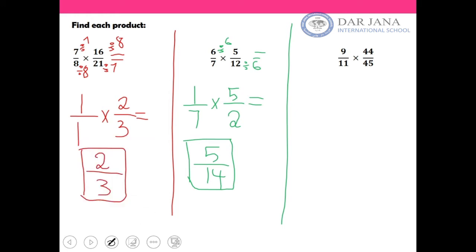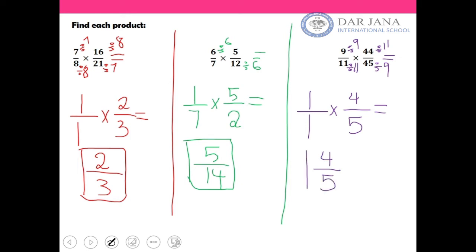Now, 9 over 11 times 44 over 45. Of course, now we are much better with simplification, so I can simplify by 11 obviously here, and I can simplify by 9. Now 9 divided by 9, it's 1. 11 divided by 11, it's 1, times 44 divided by 11, it's 4. And then 45 divided by 9, it's 5. I multiply numerator by numerator, denominator by denominator, so it would be 4 out of 5.